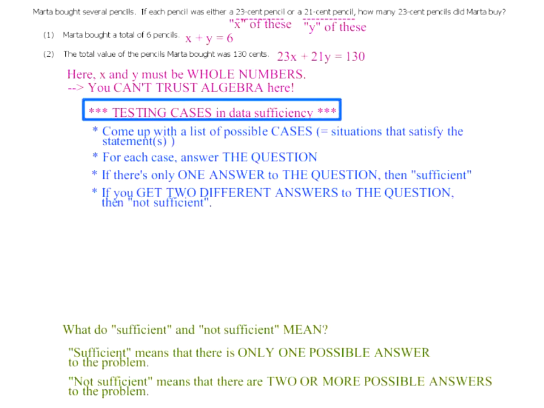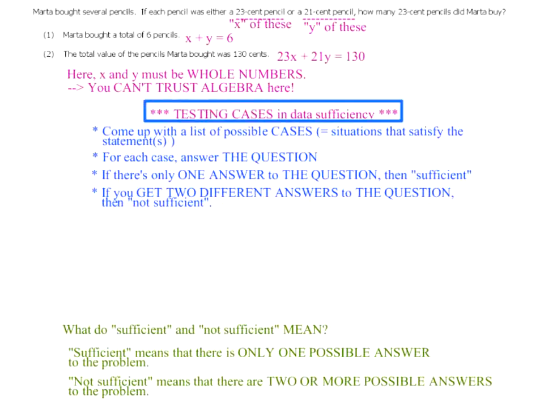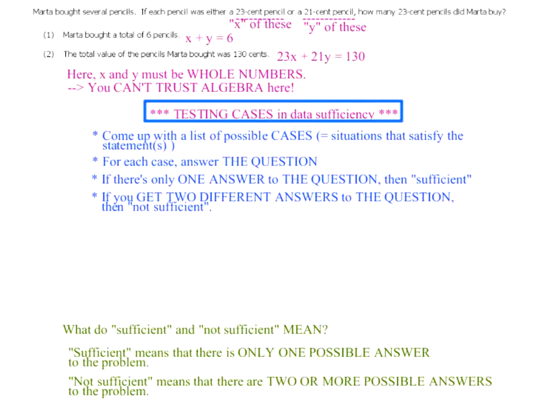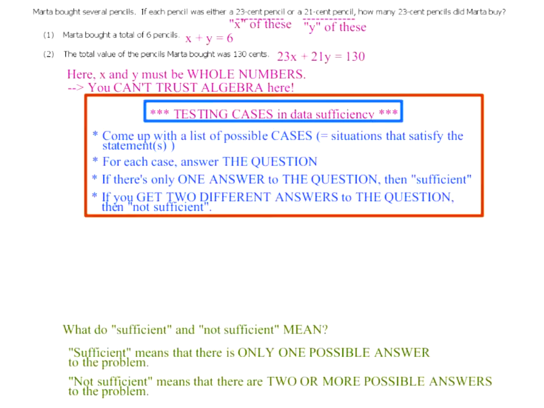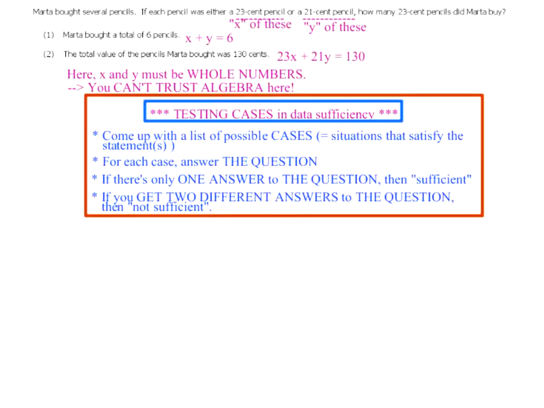So this is what testing cases is. It's not really the world's most complicated method, but it is something that people don't do as often as they can. And especially on problems like this, testing cases is actually what you have to do. So let's take a look at statement 1.